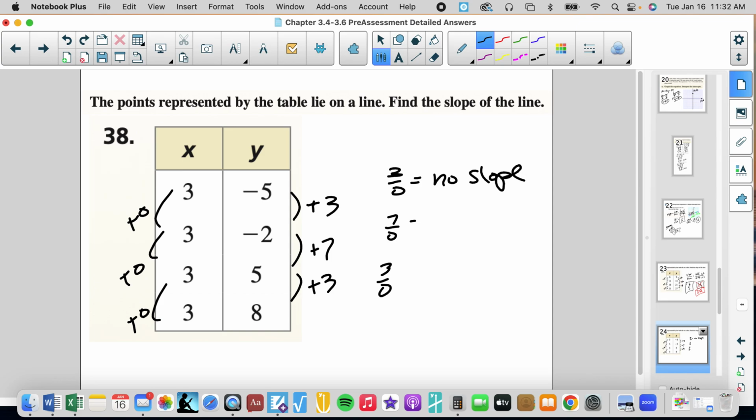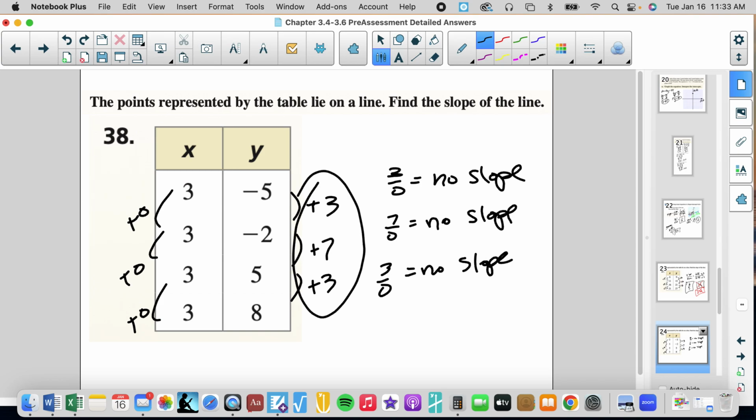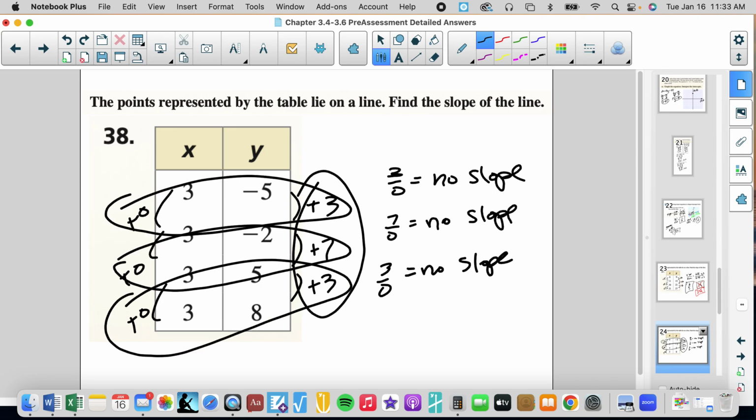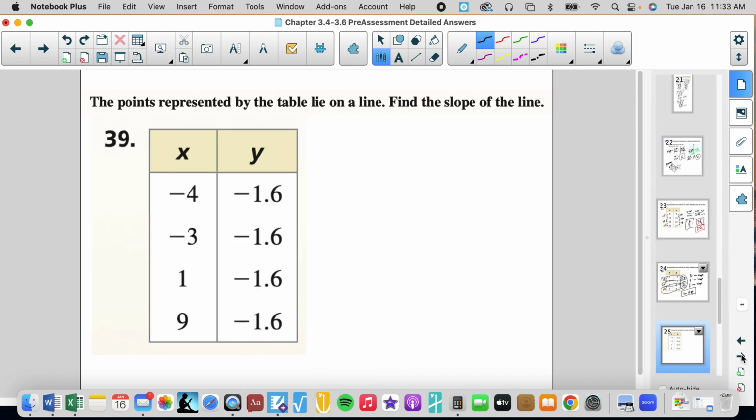So that is still a linear equation. They don't have to be the same. These don't have to be the same. They just have to produce the same slope. That has to be the same. So my answer for this one is no slope. Remember, it's the y's over the x's, and you can't have 0 in the denominator.